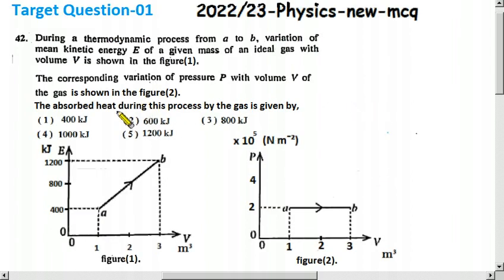So what they ask is, at this point, the absorbed heat during this process. When the gas is expanded, the volume is increased. So during this process, what is the heat absorbed? That is what they ask.